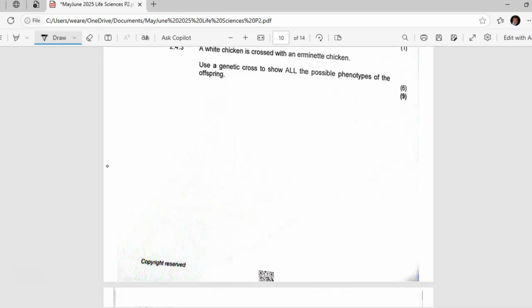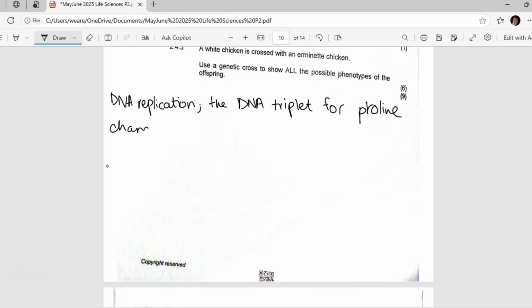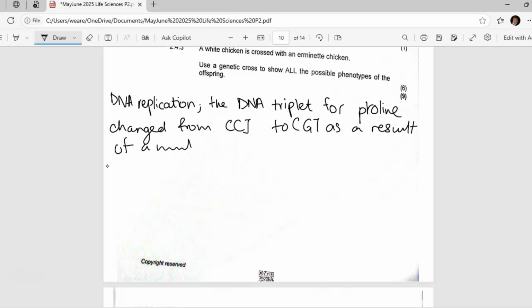So we're gonna first say where did it happen. It said it happened in replication. So in DNA replication, you need to say what happened. In DNA replication, the DNA triplet for proline changed from CCT to CGT as a result of a mutation. I mean, we got it from the question, right? Obviously we just put it during DNA replication. So we need to say what happened.